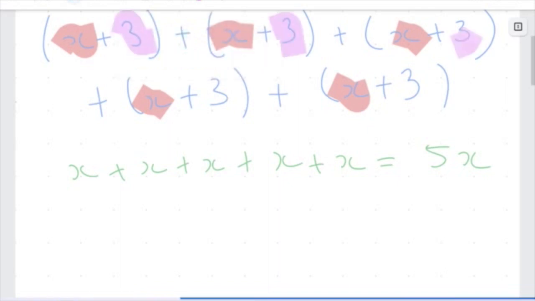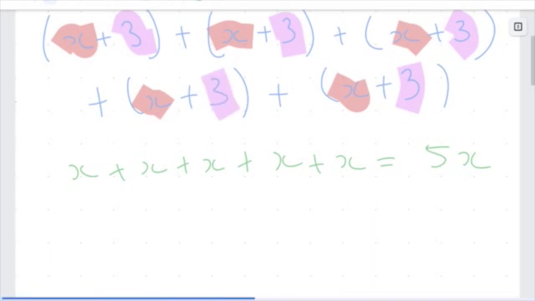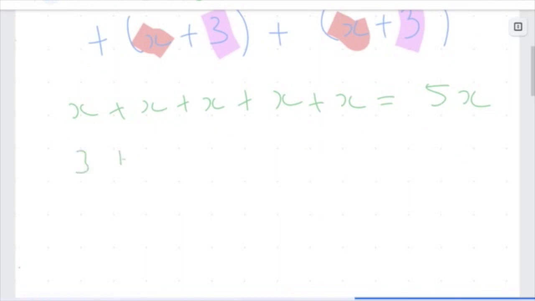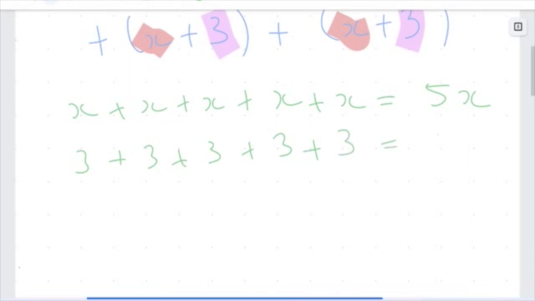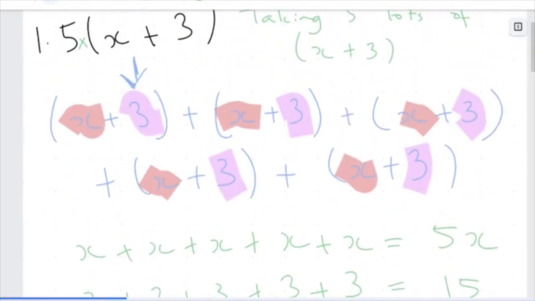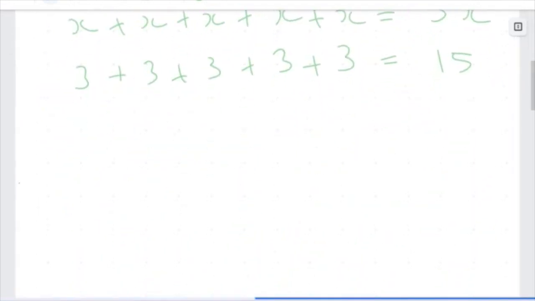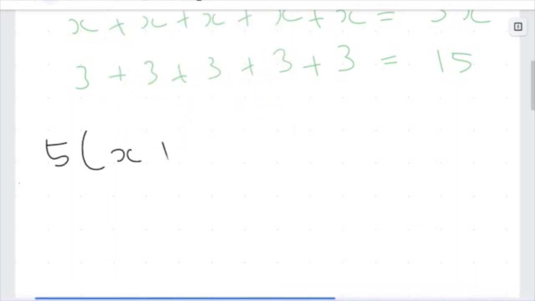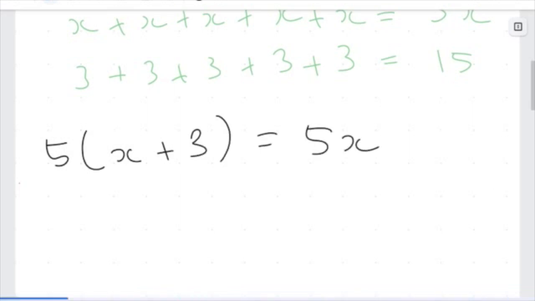So I have 1, 2, 3, 4, 5 lots of 3. So let me write it down the bottom here. I have 3 plus 3 plus 3 plus 3 plus 3. And that gives us 5 lots of 3. 5 times 3 gives us 15. So when we expanded this, 5 outside of x plus 3, I got 5x plus 15.